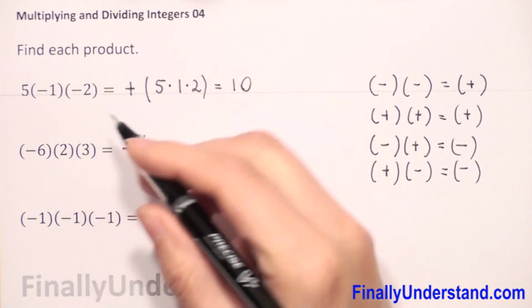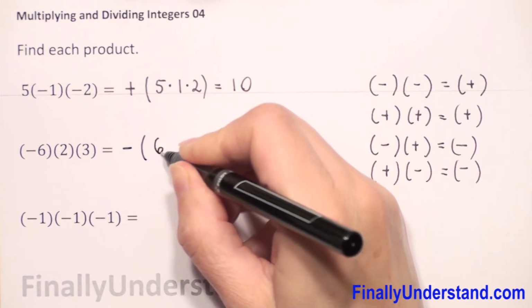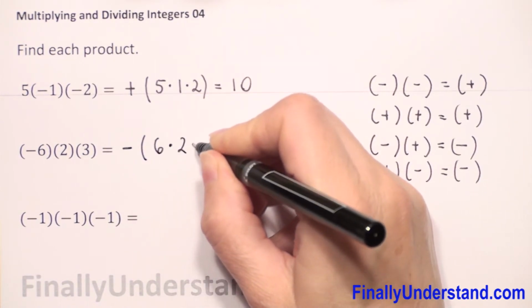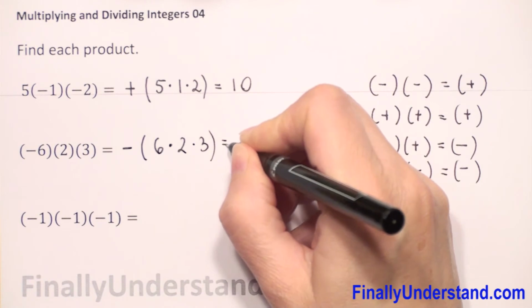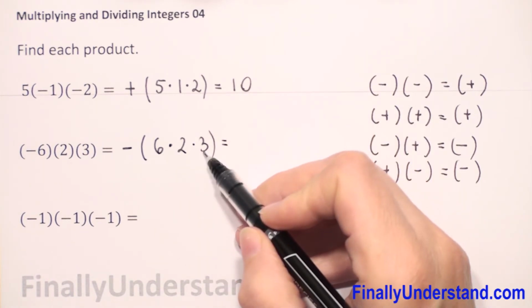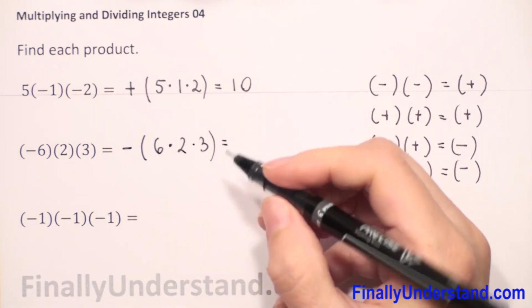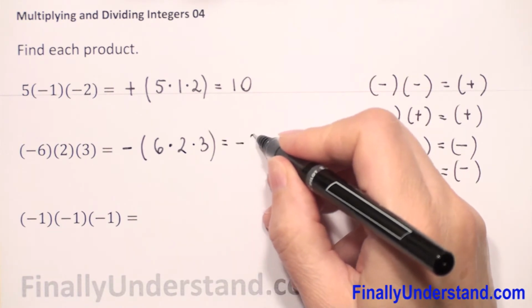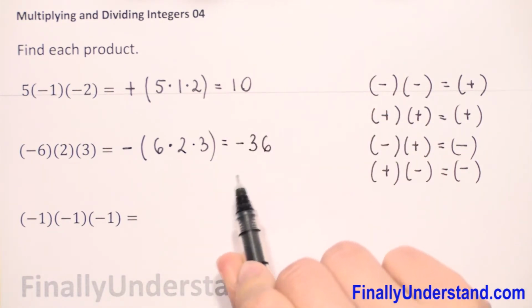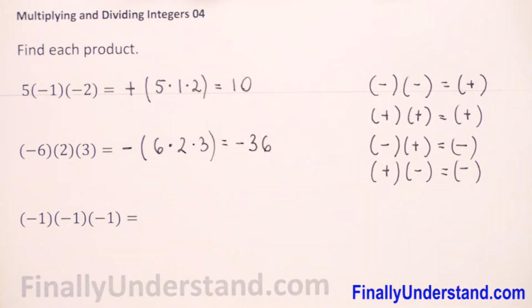And now we have to just multiply 6 times 2 times 3. So this is equal, 2 times 3 gives me 6. So we have 6 times 6 is 36. The negative sign we have to rewrite. The answer will be -36. So we have to memorize.